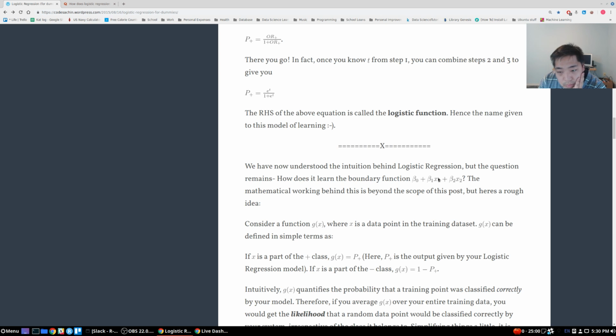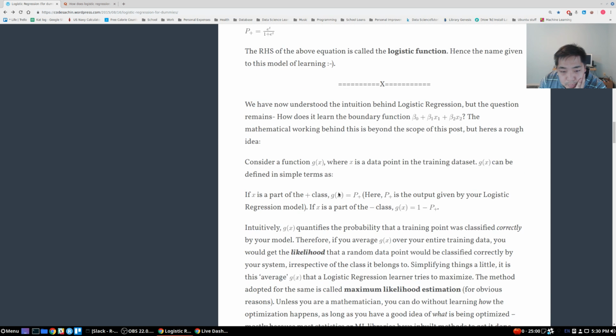We have now understood the intuition behind the logistic regression, but the question is, how does it learn the boundary function? The mathematical work is beyond the scope of this, but here's a rough idea. Consider a function g of x, where x is a data point in the training set. G of x can be defined in simple terms as: if x is part of the plus class, g of x equals p plus. Here p plus is the output given by your logistic function. If x is part of the minus class, it'd be 1 minus p plus.